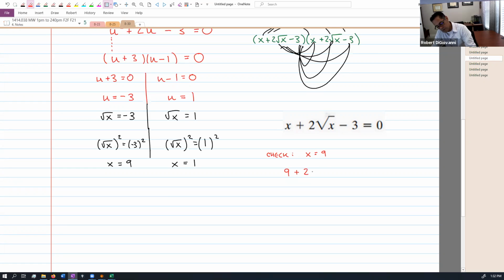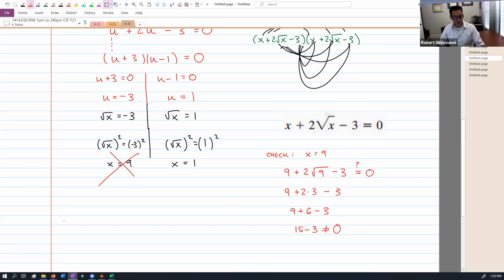9 plus 2 square root of 9 minus 3. And it becomes a question, is that 0? That's 9 plus 2 times 3 minus 3. And that's going to be 9 plus 6 minus 3. Whoa, wait a minute, hold on. That's 15 minus 3. That's not 0. That's not 0, is it? Which means 9 is not a solution.